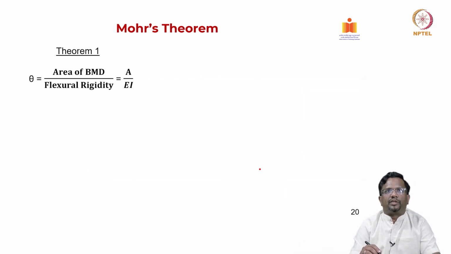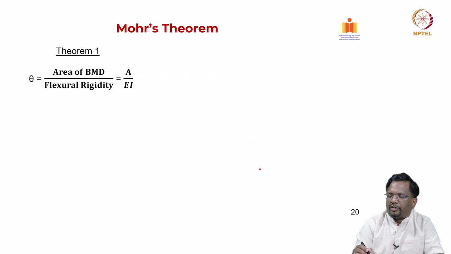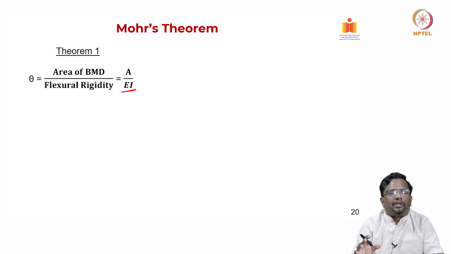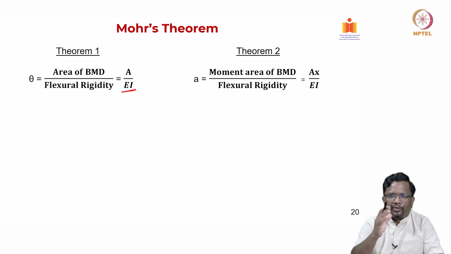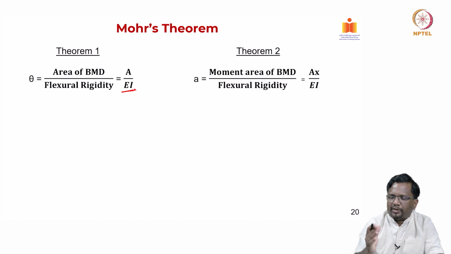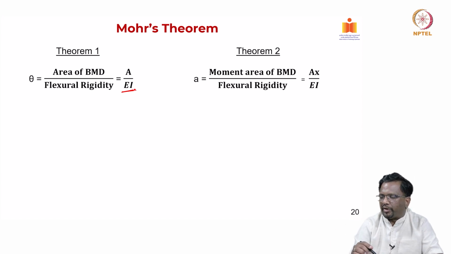Okay, now how to get this? There are two theorems. The slope between the 2 points is nothing but the area of the bending moment diagram divided by the flexural rigidity, that is your theta, that is your first theorem. We just calculate the area of your M by EI diagram, that will give you the slope change between the 2 points, between A and B, let us say you are doing it. So, that gives me the slope change between the points A and B.